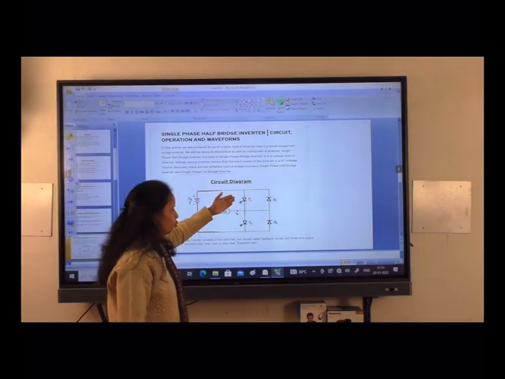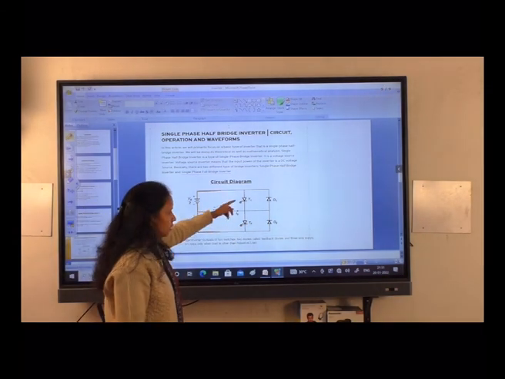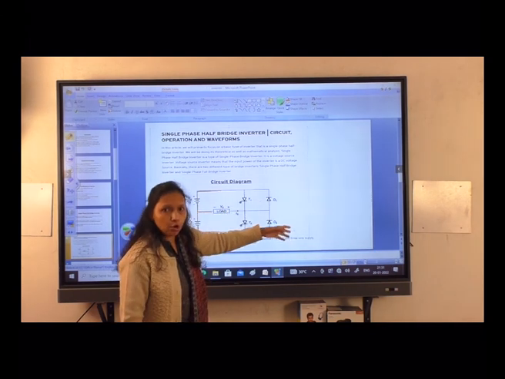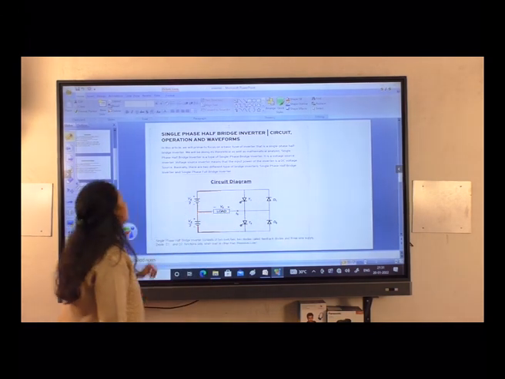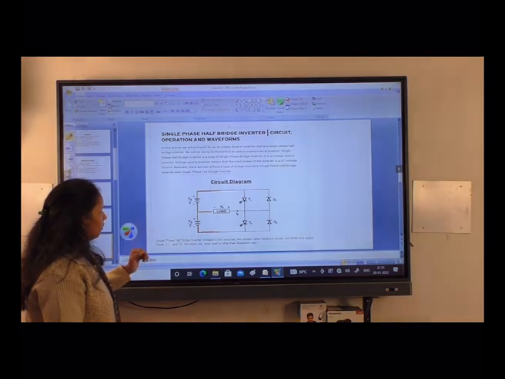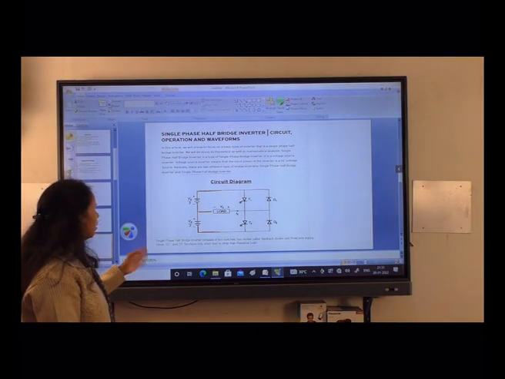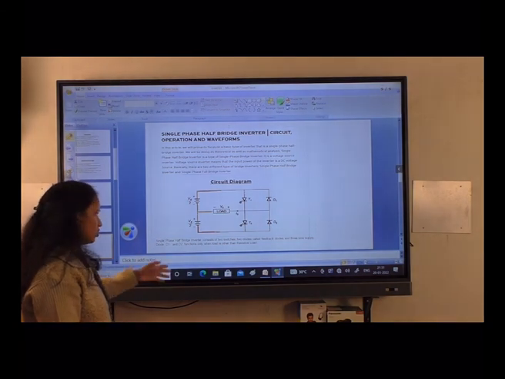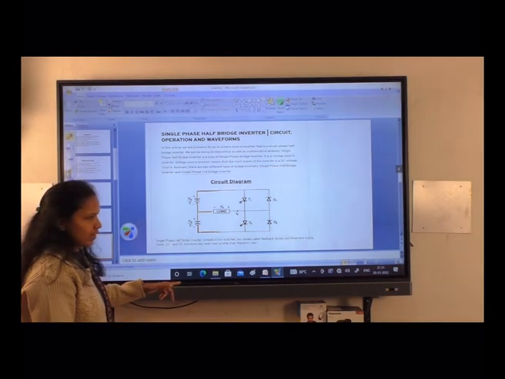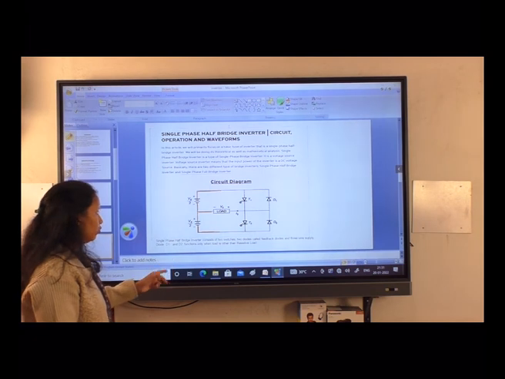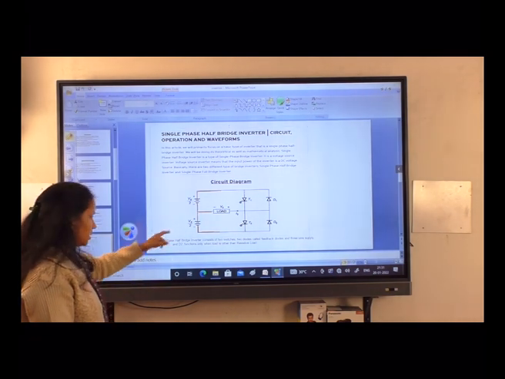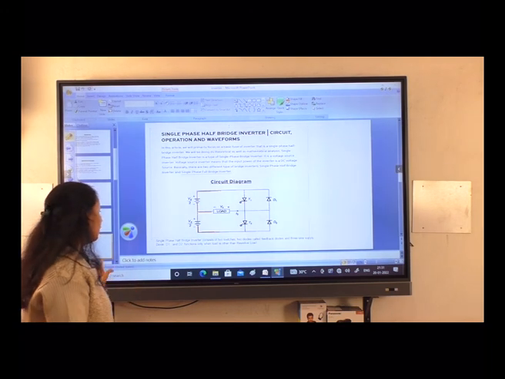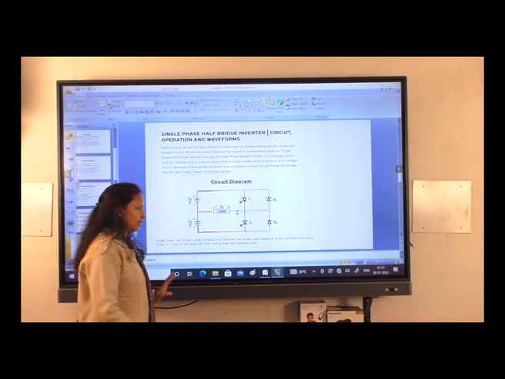And we have 2 thyristor switches. These are the semiconductor switches, and 2 bypass diodes or free wheel diodes. This is the basic type of single phase half bridge inverter. Its construction consists of 2 switches T1 and T2, 2 diodes D1 and D2, and 1 3-wire DC supply. The diodes are called feedback diodes. So now you know about the circuit diagram.